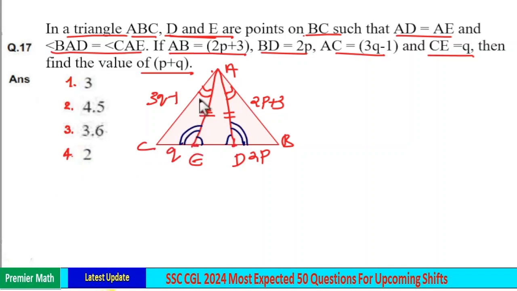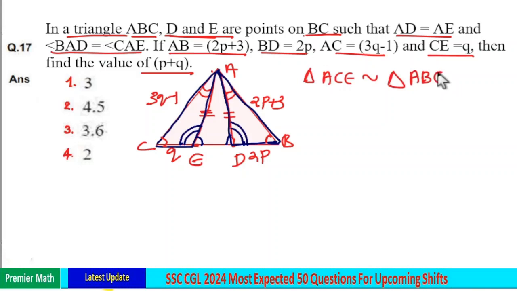Now we can see in these two triangles, that is in triangle AEC and in triangle ADB, all the three angles are equal because two angles are already equal, which means the remaining third angle is also equal. Then three angles are equal means these two triangles are similar. That is, triangle ACE is similar to triangle ABD. Ratio of corresponding sides are equal in similar triangles.